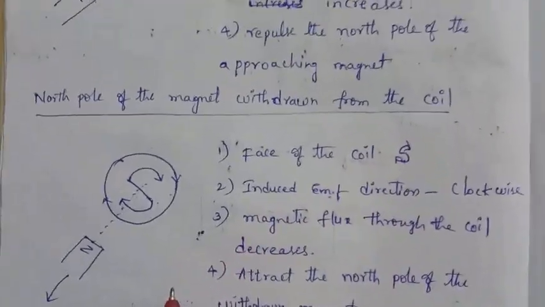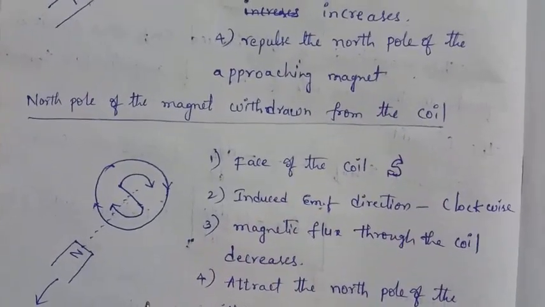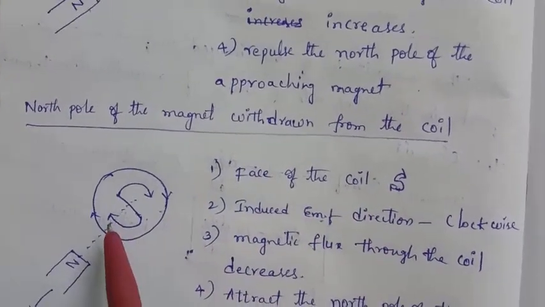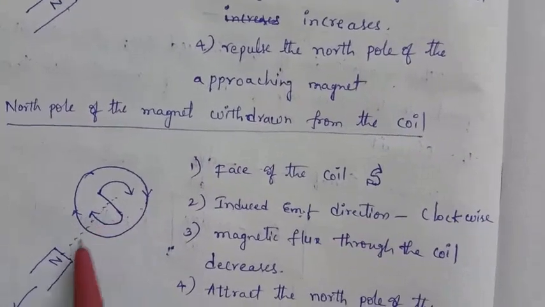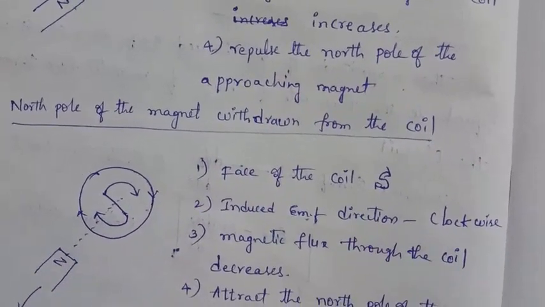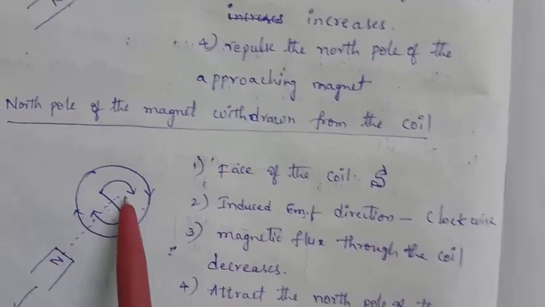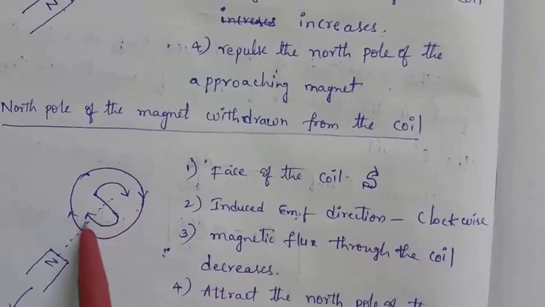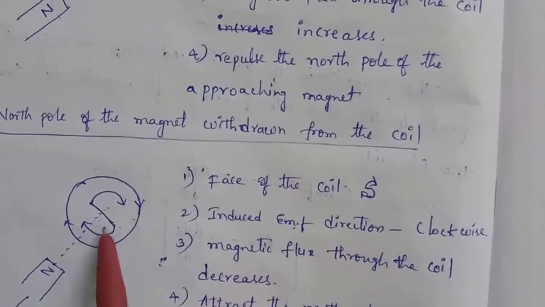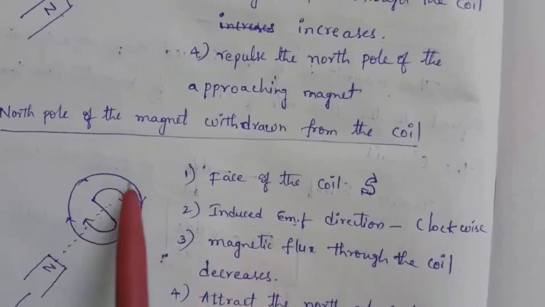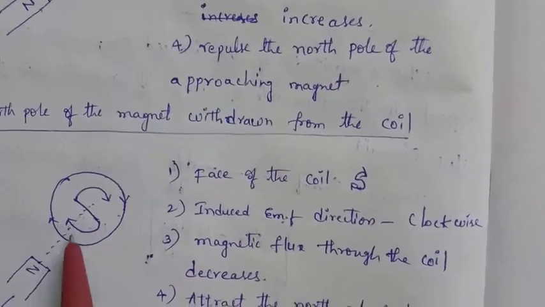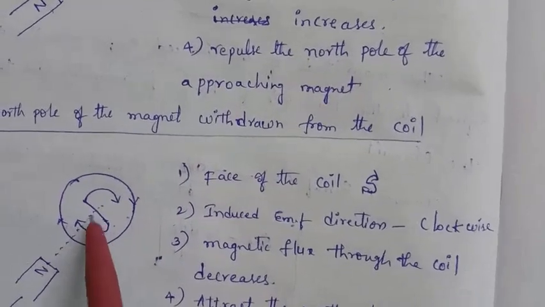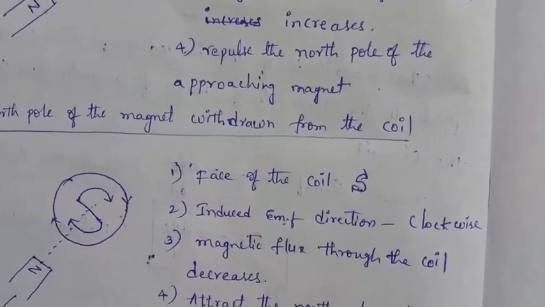Now in the case of the north pole of the magnet being withdrawn from the coil, what is the face of the coil? The north pole is withdrawn from the coil, so the face of the coil will be the south pole, and the induced EMF direction will be clockwise. And since it is withdrawn, the number of magnetic lines of force will decrease.